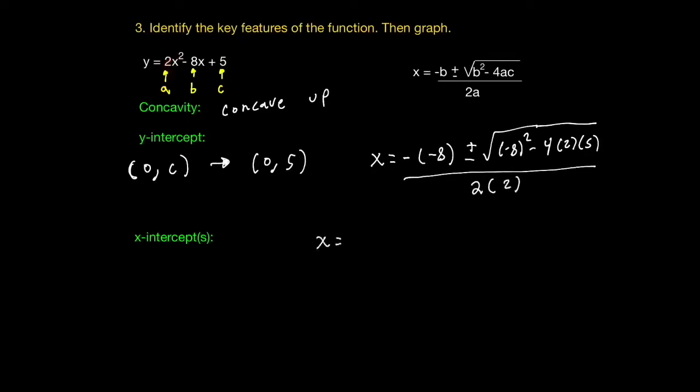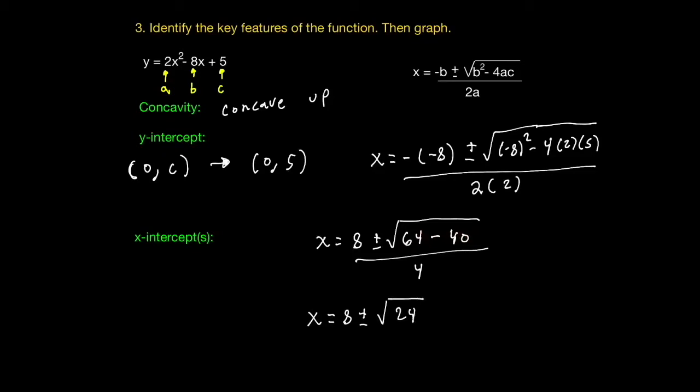So simplifying a little bit, the negative makes a positive, so I get positive 8 plus or minus the root of -8 squared, which is 64. And then we're going to subtract 4 times 2 times 5, so 4 times 2 is 8. If we multiply by 5, that'll give me 40. And 2 times 2 is 4. Okay, so now I'm left with 8 plus or minus the root of 64 minus 40. That's going to leave me with 24. And we're going to divide this by 4.